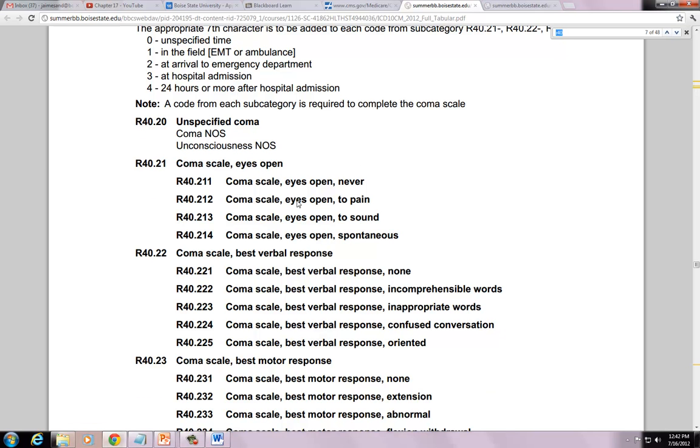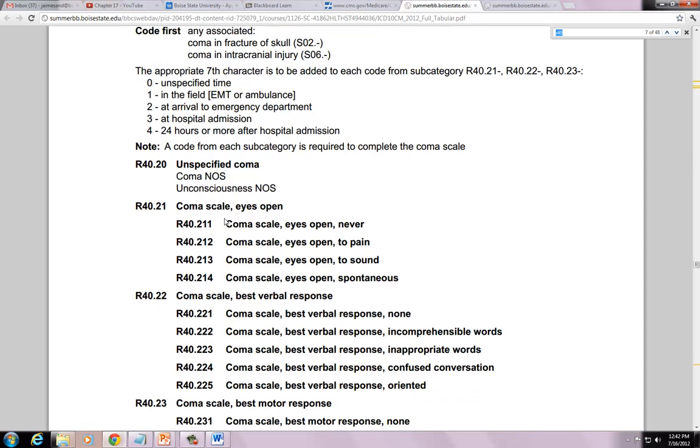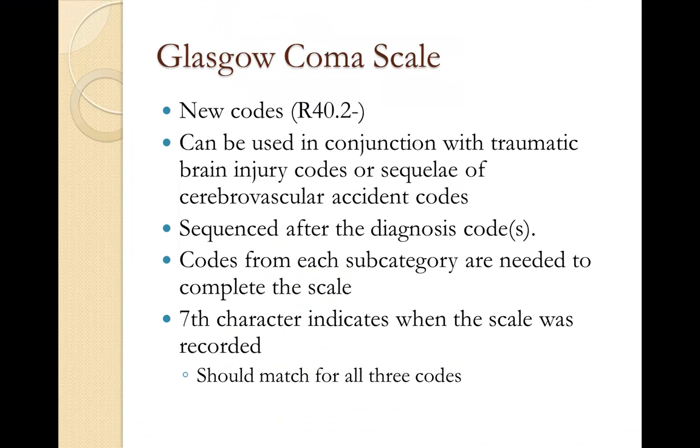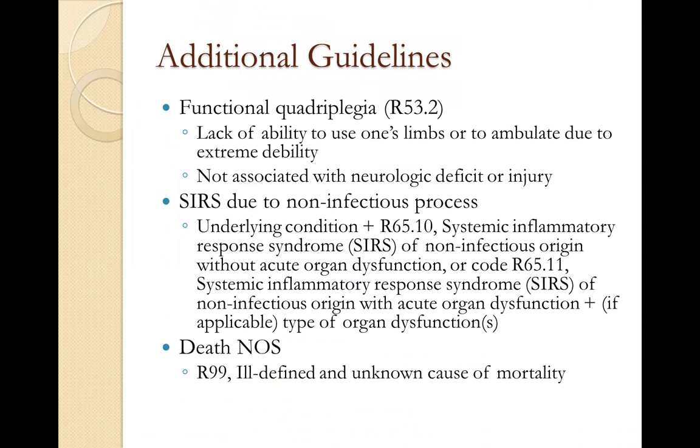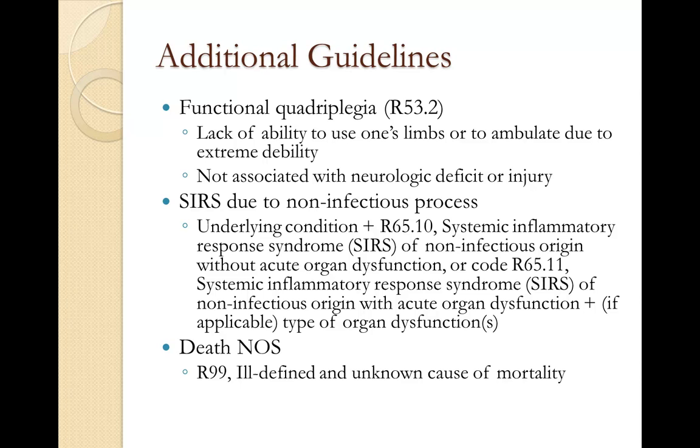So you'll notice that they do all require a 7th character extension, and this is to indicate at what time the coma scale was done. So was it in the field, at hospital admission, etc. So when these are coded, you should have the same 7th character on all of them. They should have all been done at the same time. Oh, and just a quick mention, those are additional diagnoses. They would be sequenced in addition to any of your other injury codes.